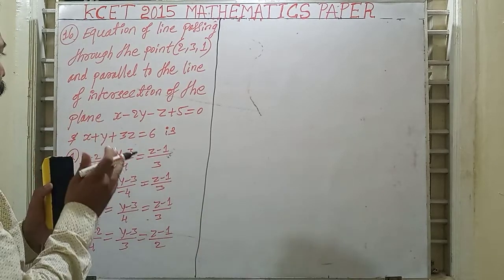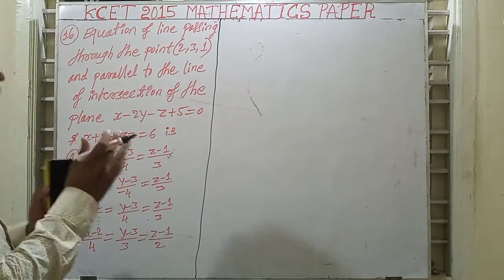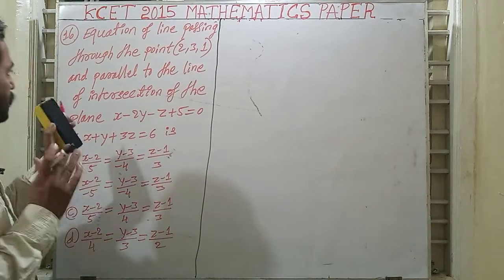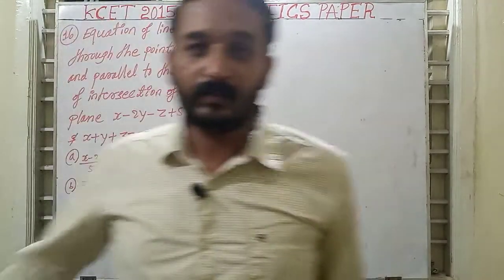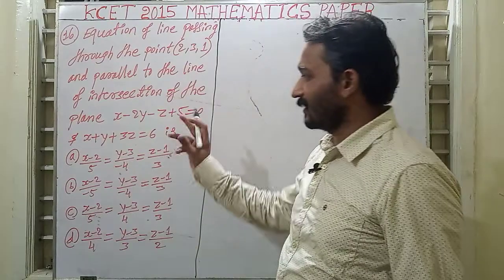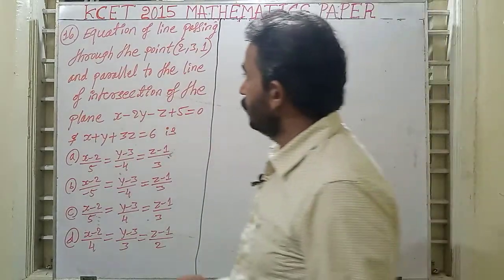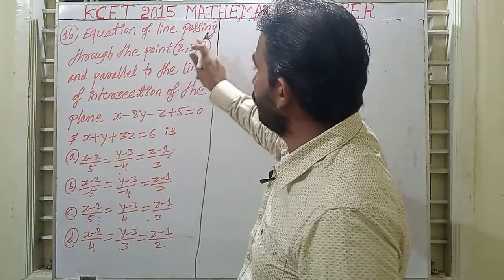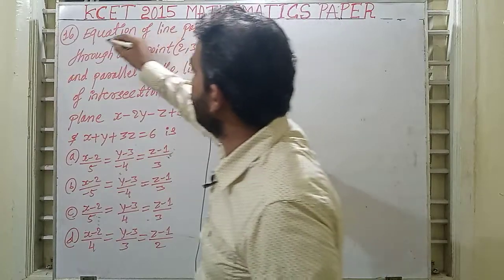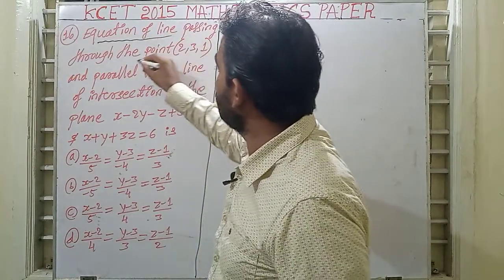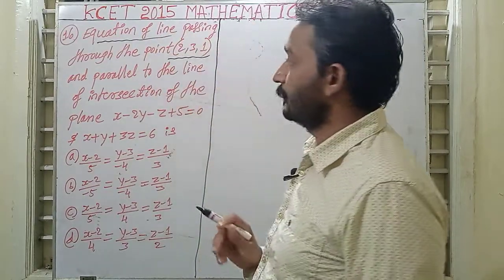This is the moderate problem. Very simple, very tricky question. Okay, solve this question with the help of a figure. So one figure. So in this case, we have to find out the equation of a line, through the point 2, 3, 1.